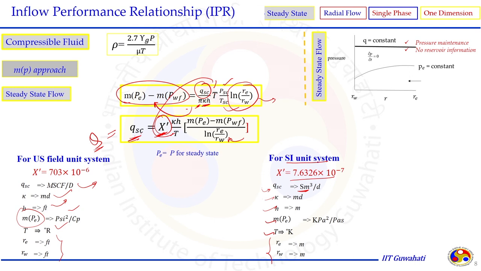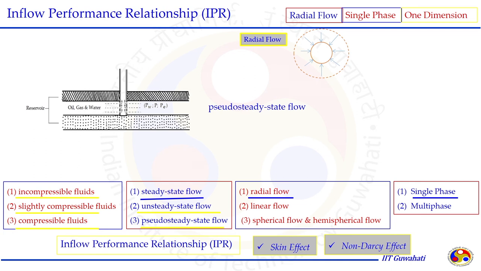So that's the way I mention K prime here, because K prime will depend on the unit system, and that can be replaced either with the US field unit system or the SI unit system. We can move to the next condition. In our case we have discussed the steady state flow condition for all these three types of fluid. We can now discuss the pseudo steady state flow condition.